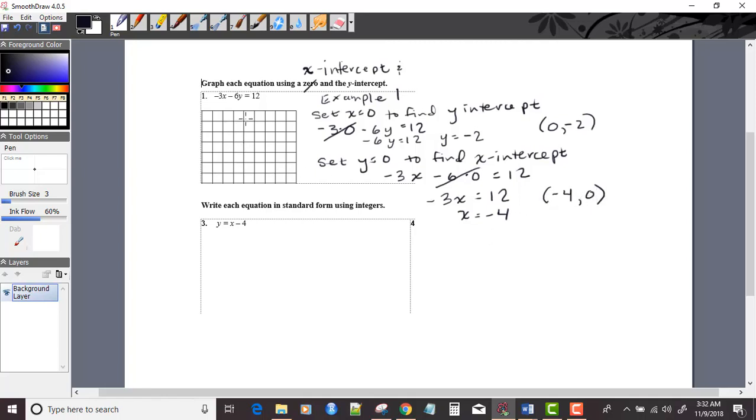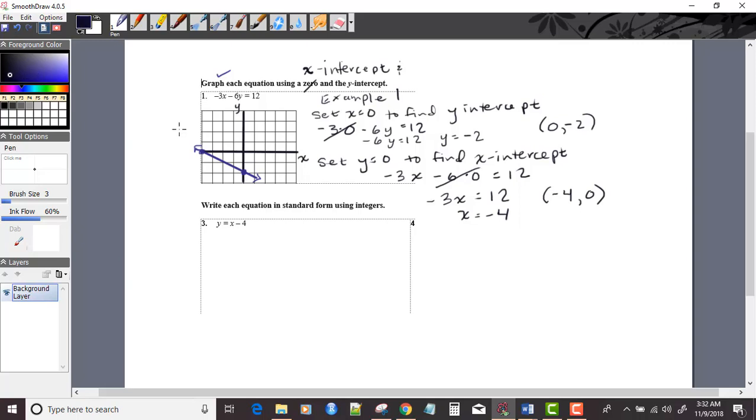I'm going to go ahead and draw these lines. Let's create our coordinate grid first. So I have x and y. I'm going to plot the 2 points. I have negative 4, 0 as my x-intercept, and 0, negative 2 as my y-intercept. And once I have those 2 points, I can connect. And there is my line. So I have now graphed the equation using the x and y intercepts.